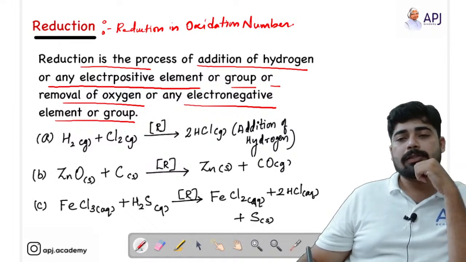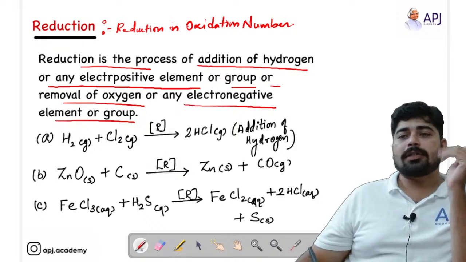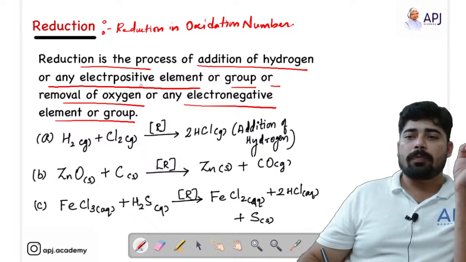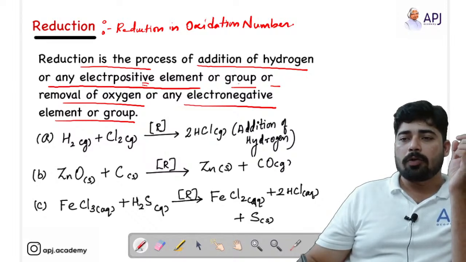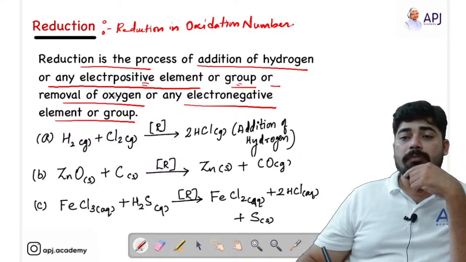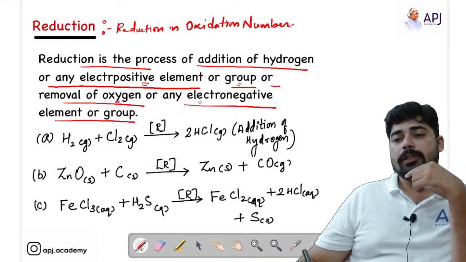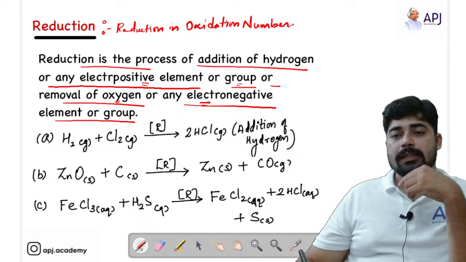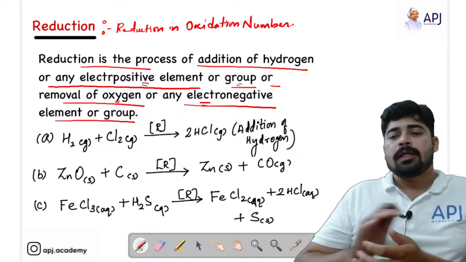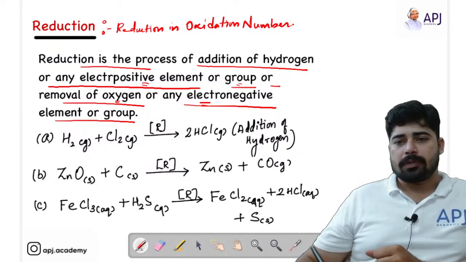Is that clear, students? So reduction is the process of addition of hydrogen or any electropositive element or group, or removal of oxygen, or removal of any electronegative element or corresponding group. Okay, let's see these examples.